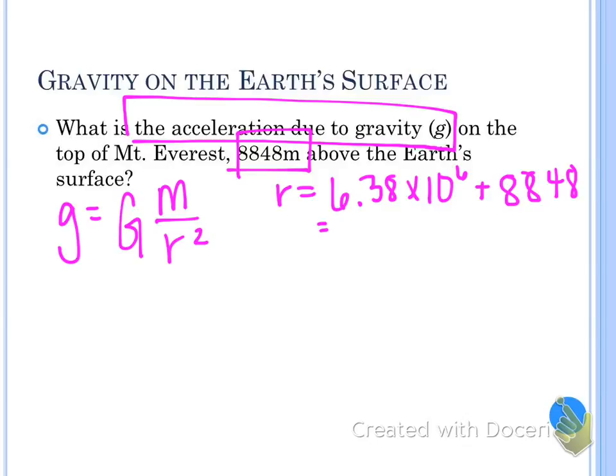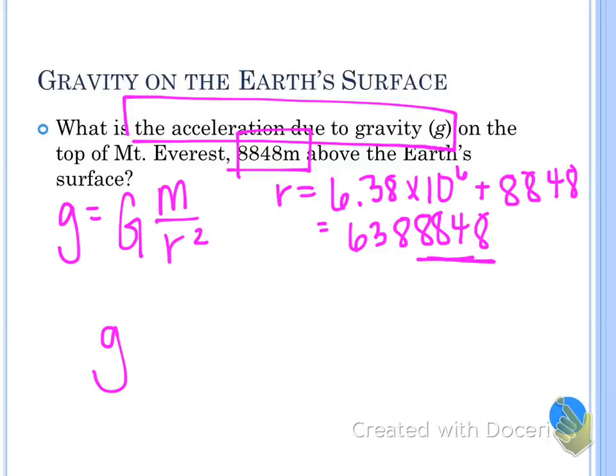Okay, and I wouldn't round that into your calculator because it's going to look just like 6.38 times 10 to the 6. Try to keep that whole number in there. So it would look like this: 6,388,480. If you round that back to 6.38 times 10 to the 6, then it doesn't look like our radius changed at all. There is a little bit of a change. It's not a great magnitude, even though we think Everest is really tall. It's not changing the acceleration due to gravity all that much, but it is changing it a little bit. So we need to make sure we take that into account.